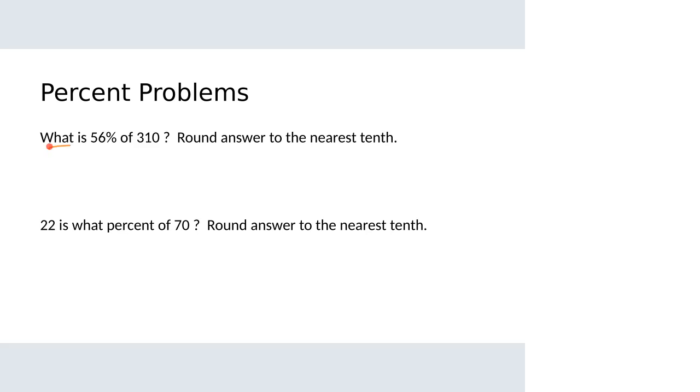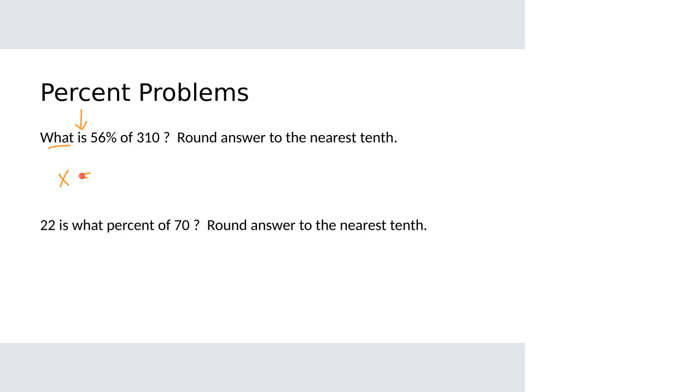What? Well, that's the thing I don't know, so I'll call it X. Now I have the word "is." What's a good math word that means the same thing as "is"? Perfect, Jennifer. Shelby, you're exactly right. Equals. So "is" is going to be equals.